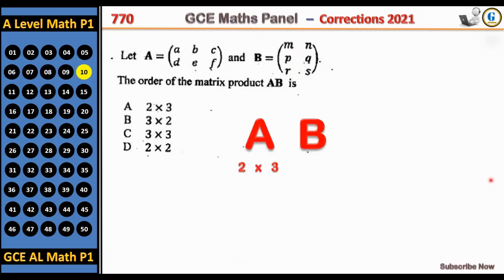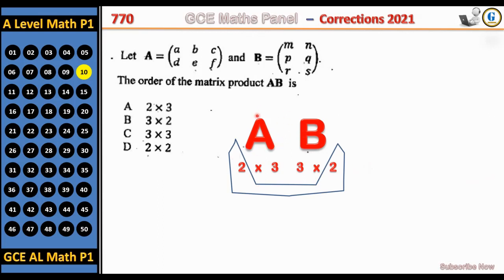For A, we have 2 by 3, that's the order. And for B, the order is 3 by 2. So the order of the matrix product AB will be this 2 by 2 matrix. And these inner numbers tell us whether they're compatible or not. If the value that is here is not equal to the value that is here, then this matrix product is not possible. So they can ask what is the condition for this matrix product to be possible. We say that the number of columns of matrix A should be equal to the number of rows of matrix B. If they are not equal, it is incompatible. So our order here is 2 by 2. Our key is D.